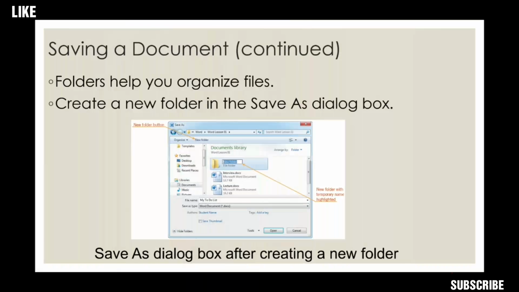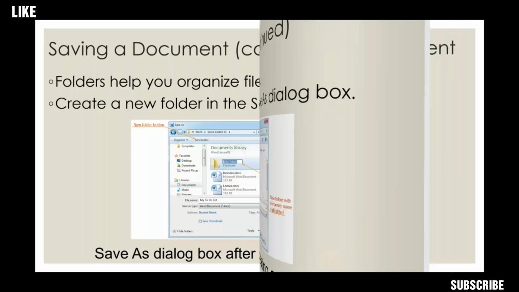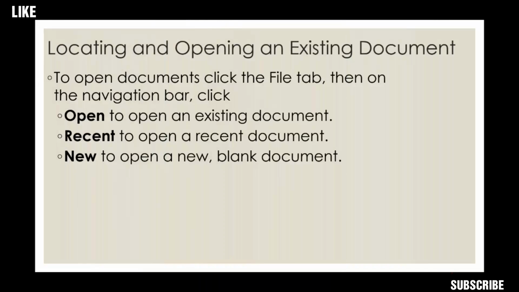Saving a document continued. Folders help you organize files. Create a new folder in the Save as dialog box. Save as dialog box after creating a new folder. Locating and opening an existing document. To open documents, click the File tab, then on the navigation bar, click Open to open an existing document. Recent to open a recent document. New to open a new, blank document.